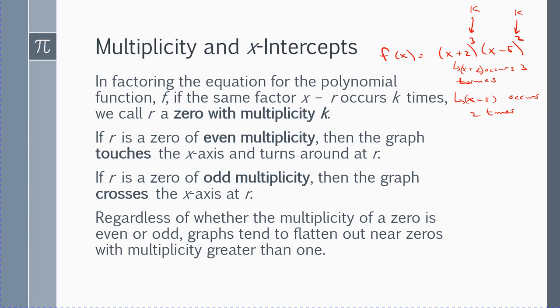So we call r, in this case, r would be -2, and here r would be 5. Multiplicity k. So we're saying this -2 has multiplicity 3, and this value of 5 has multiplicity 2. So the multiplicity is the exponent.